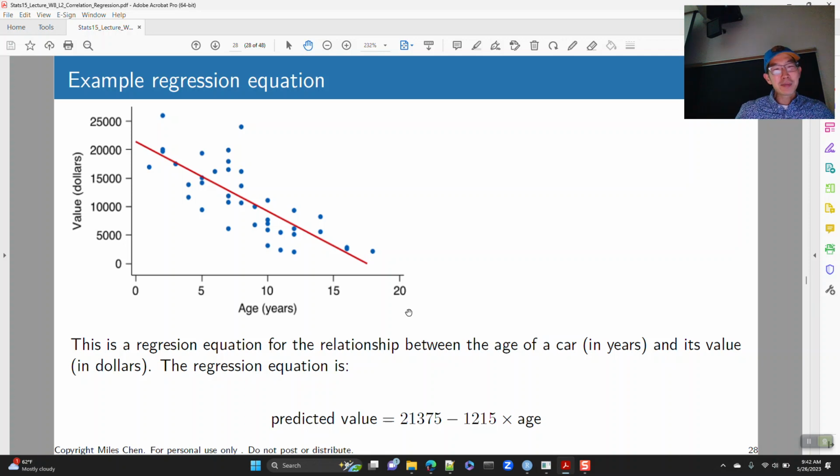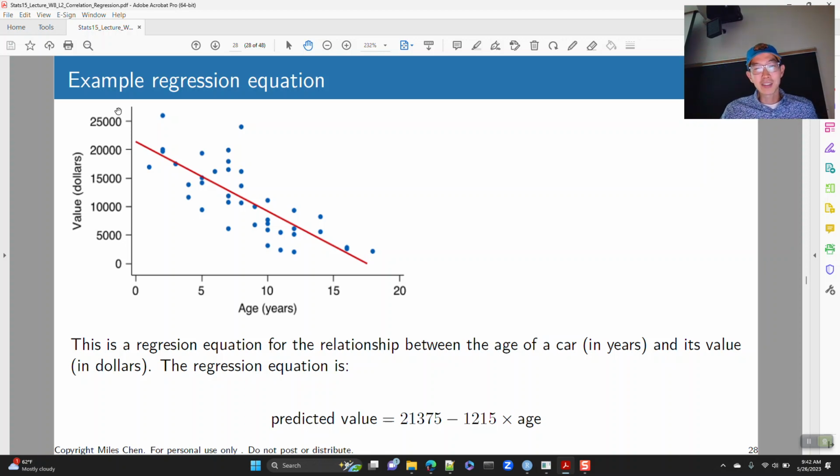So I don't know when this data was taken. Obviously not now, because if you try to buy a used car, it's like crazy expensive. It's like, oh my gosh, why is this car so expensive? But here we're going to say this is the data that they collected, and then they say, okay, let's predict the value of the car based on how old the car is, right?